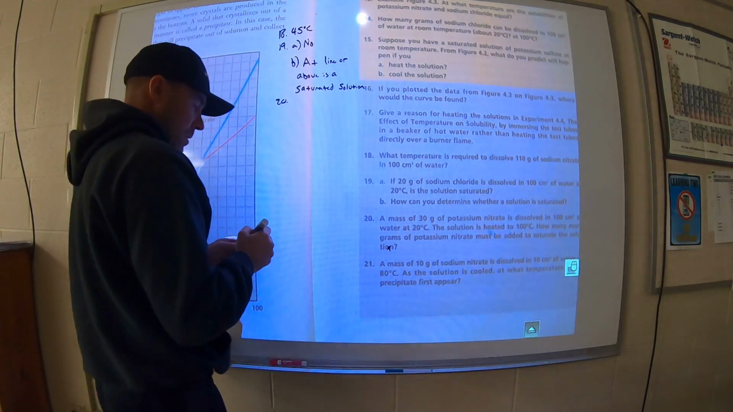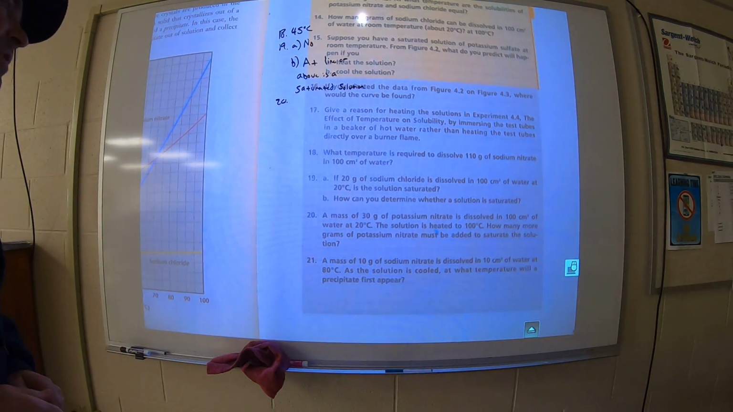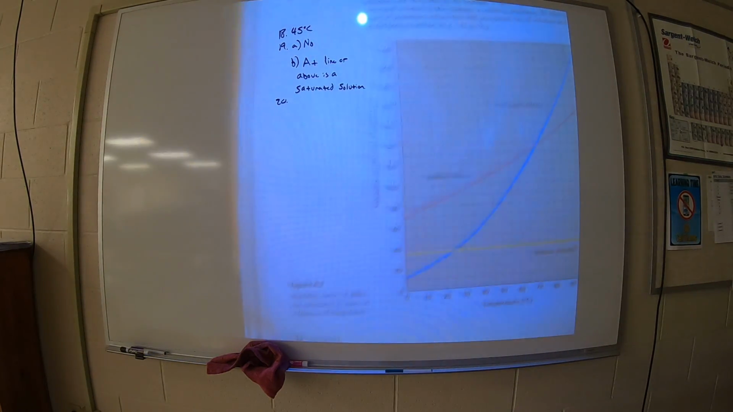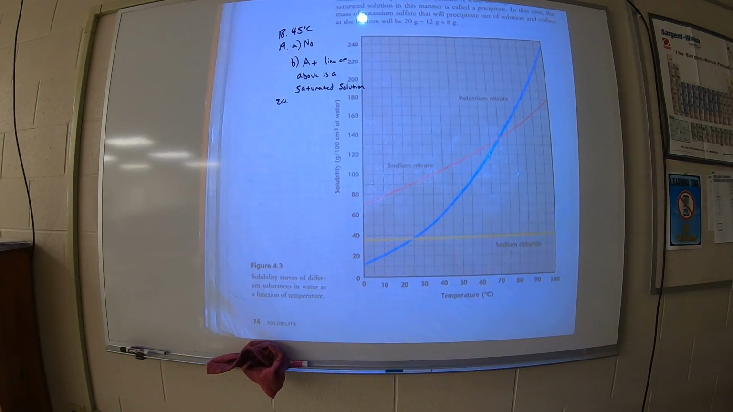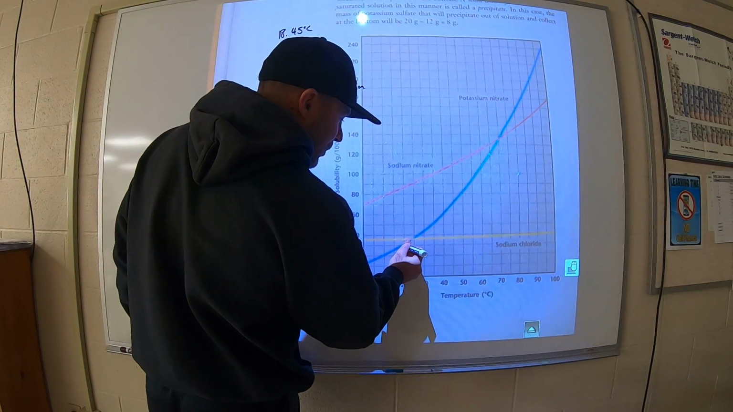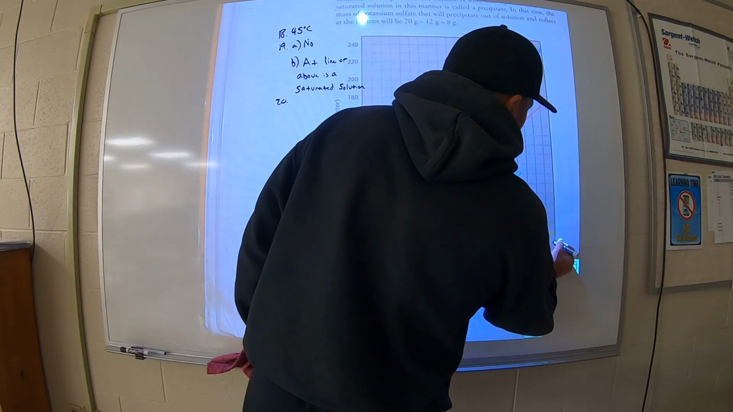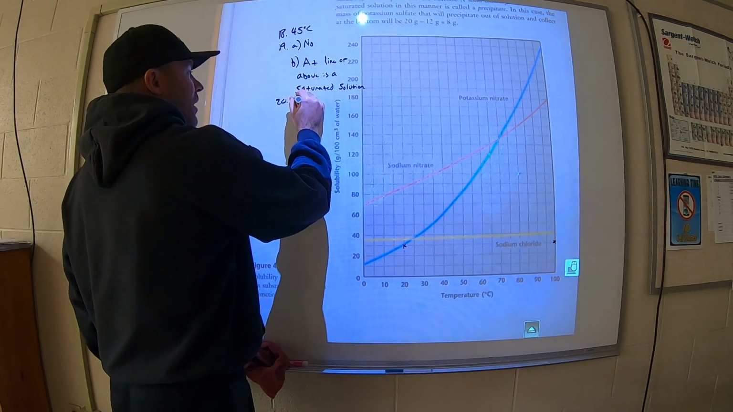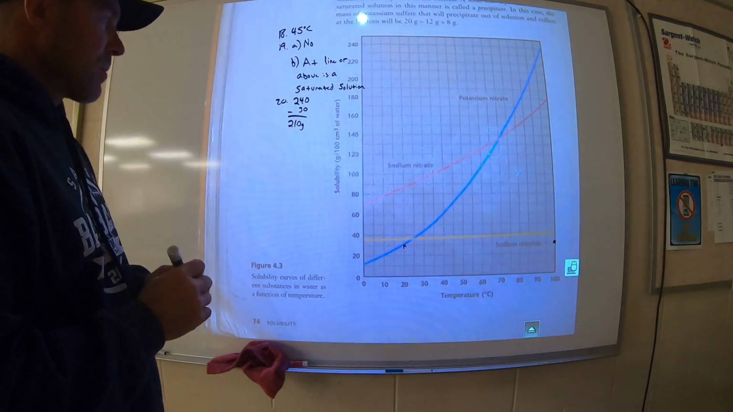Number 20. I'm going to have to move this over a little bit. A mass of 30 grams of potassium nitrate is dissolved in 100 cubic centimeters of water at 20 degrees Celsius. The solution is then heated to 100. How many more grams of potassium nitrate must be added to saturate the solution? So we have 30 grams at 20 degrees Celsius, that's pretty close to being a saturated solution. If we leave the same 30 grams in there, we heat it up to 100 degrees Celsius, you can now hold this much, about 240. So we've already got 30 in there, so 240 minus 30 is 210 grams. It would take 210 more grams to make a saturated solution.